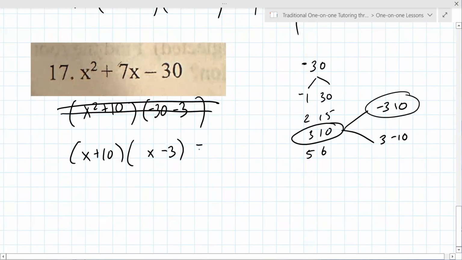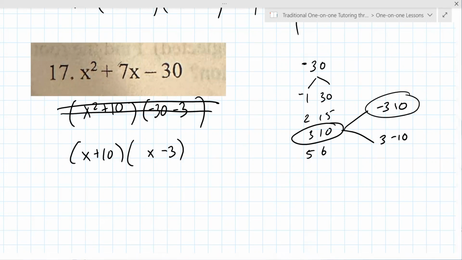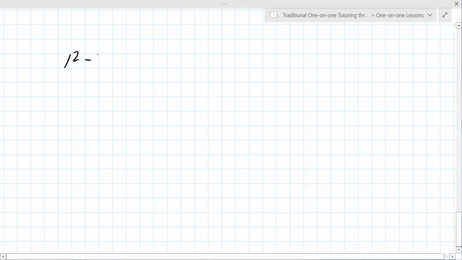So these you've got to be really solid at, because these are the fundamental ones. Maybe you just haven't done that many in a while. Let me have you try one more here. x squared minus 3x minus 70. I want you to try factoring this, please.